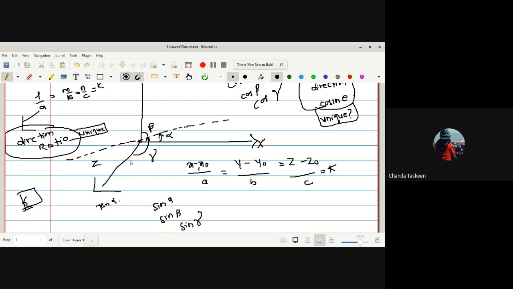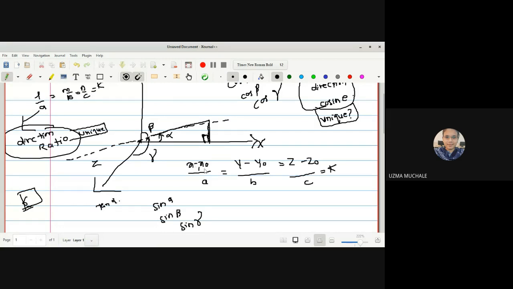Ma'am, it includes the adjacent side and the hypotenuse. Okay, so actually what we have to do is just complete this triangle. This is a right angle triangle. Now from this one, how to find out the value of this adjacent side, because this is the x-axis.